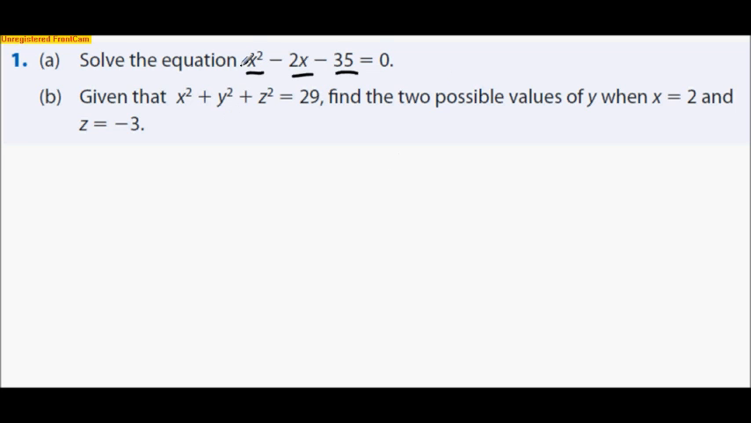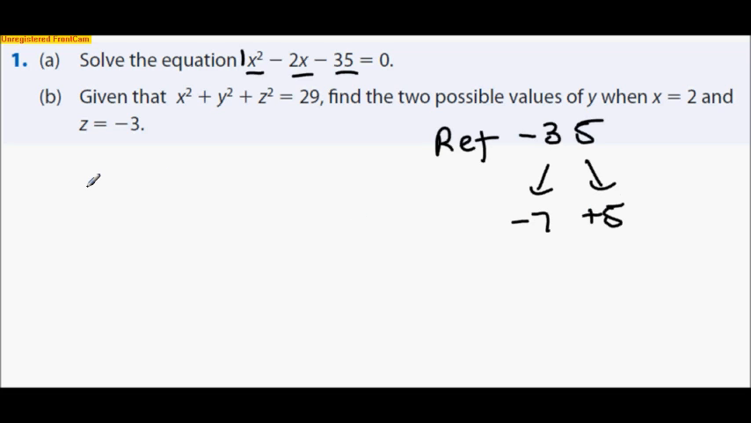So first and foremost what you do is you multiply the first number, the number 1, by minus 35, and you get a reference number of minus 35. You now have to think of factors of 35 that multiply together to give you minus 35, but when you add them together they give you minus 2. So if you try 7 and 5, you can see that minus 2 is minus 7 plus 5.